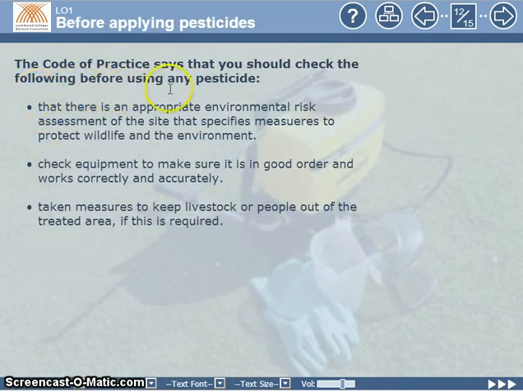The Code of Practice says that you should check the following before using any pesticide. So firstly, that there is an appropriate environmental risk assessment of the site that specifies measures to protect wildlife and the environment. And 2, check equipment to make sure it is in good order and works correctly and accurately. And 3, taking measures to keep livestock or people out of the treated area if this is required.